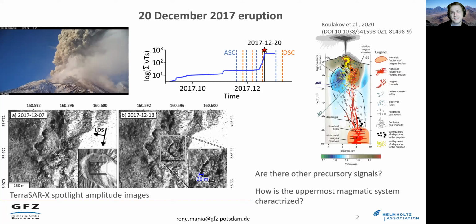A recent study investigating the seismicity at the volcano has shown that the very shallow reservoir is located at about 1,000 meters above sea level, and that the eruption is mainly driven by gas-enriched magma. However, there are still open questions. For one, are there any other precursory signals characterizing the eruption? And how is the uppermost magmatic system characterized?